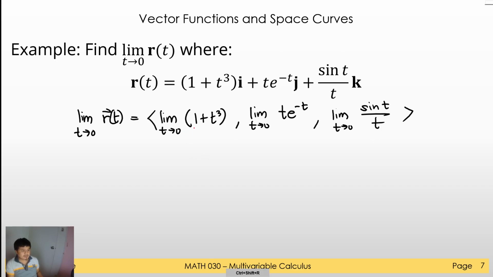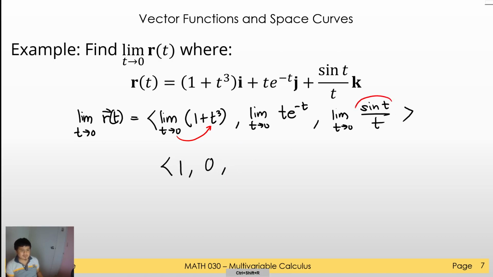So how do we solve a limit now? Basically we just substitute. Substitute 0 here, so we have 1. So the limit is 1 for the first function. For the second function, if we substitute 0, the t will be just 0, so we have 0 times e raised to negative 0. This will be just 1, so 1 times 0 will be 0. So I can just write here 0.